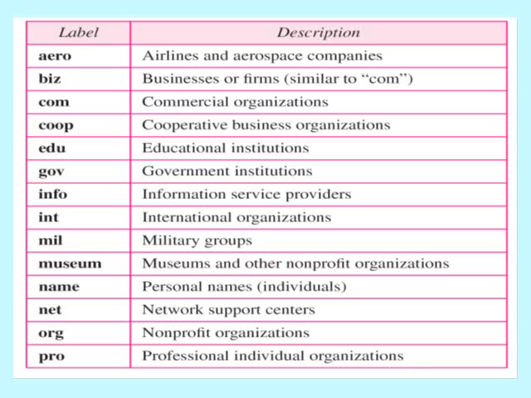Then NAME, which describes a personal or individual name, so that label can be used as a generic domain. The next label is NET, used for network support centers. The next is ORG, for non-profit organizations. And the last is PRO, which describes professional individual organizations. So these are the different labels used for different purposes in the tree diagram of the generic domain.